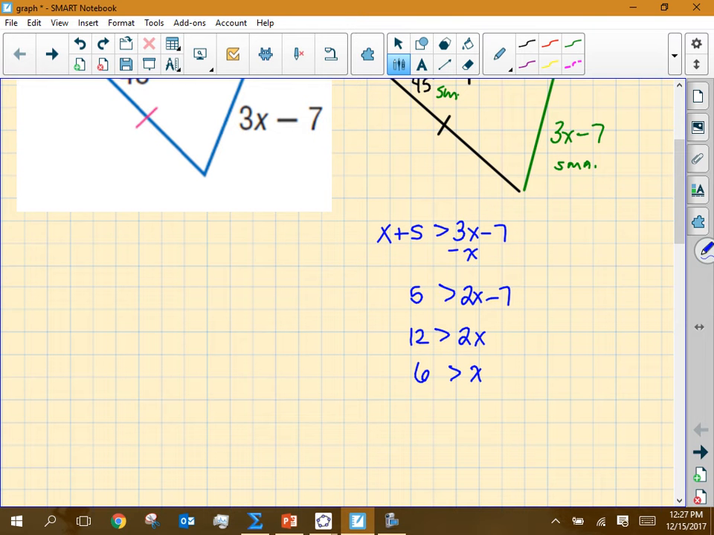Now, most of you might be comfortable reading that left to right. So if we read that left to right, we say 6 is greater than x, right? Some x value is your unknown. You don't know what x is. But right now, we know that it's less than 6, isn't it? Okay? If 6 is a number bigger than your unknown value, then your unknown value cannot be 6, right? It's got to be something smaller than 6.